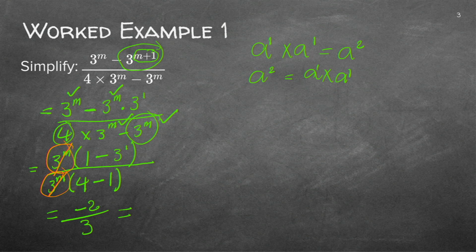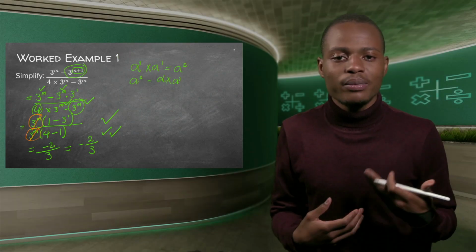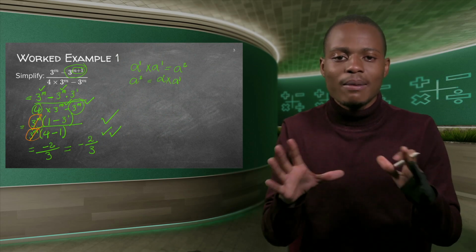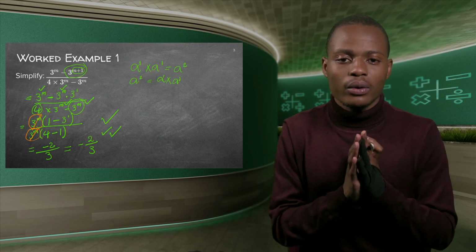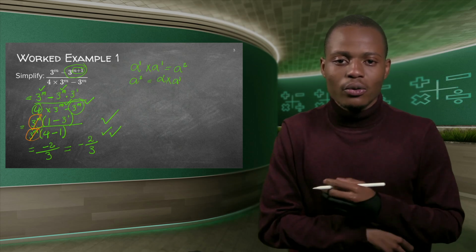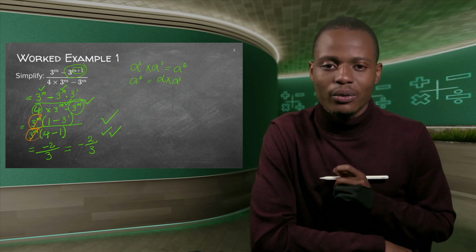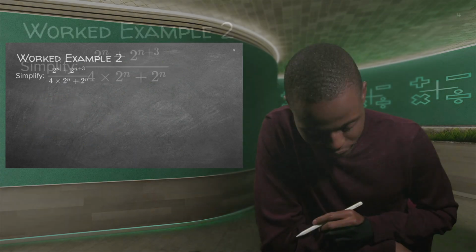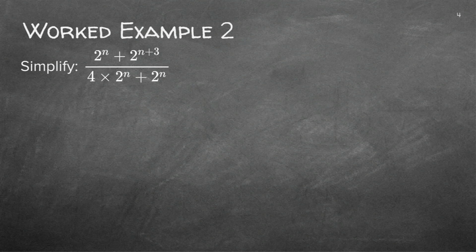So your answer is negative 2 over 3, and you get all your marks there. So guys, this is how you simply work with simplifying your exponents. Now let's go to another example and see how we'll manage to do it. I have a second example for you there.